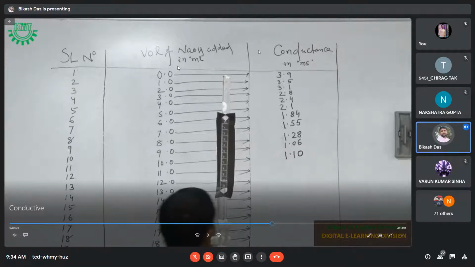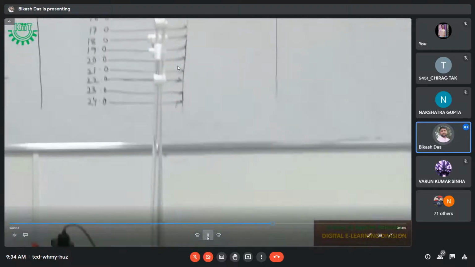That's why in this observation table you are getting some rough idea between which points you are going to get the exact neutralization point. So we got some information that between these three we can get the end point from the graph. Now you continue by adding 1 ml, 1 ml, 1 ml. Now the conductance will start increasing.